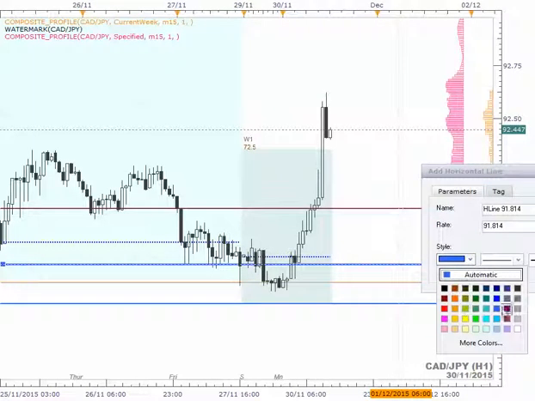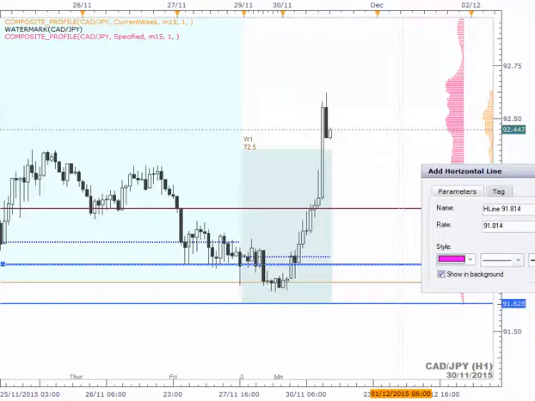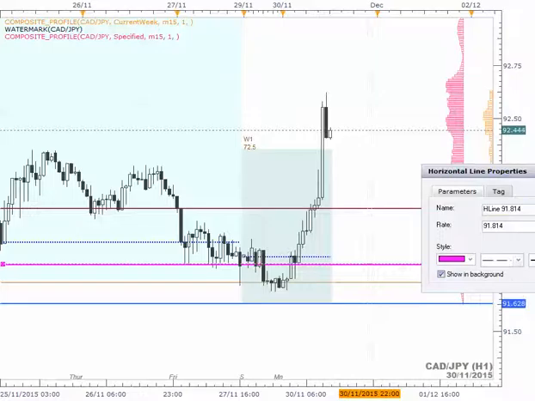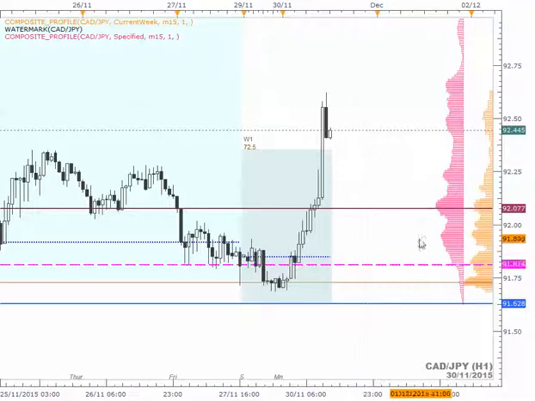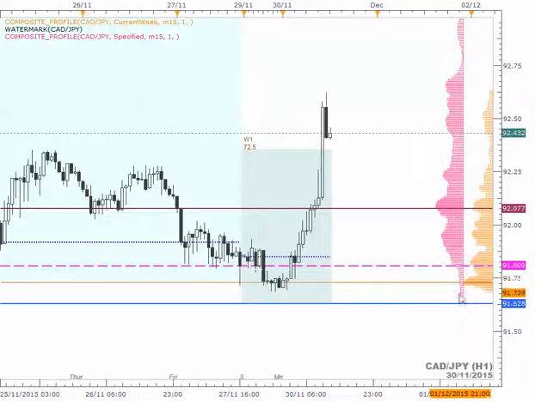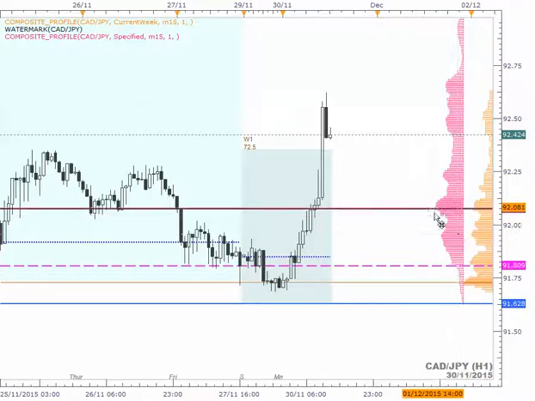Okay, so why am I placing it right there at 91.80? Because that's the low point of volume. Yes, there was a bit more volume down here. There were some bars that spent some time down there, but it didn't generate enough volume to start to see this profile bulge out like it is over here and over here.